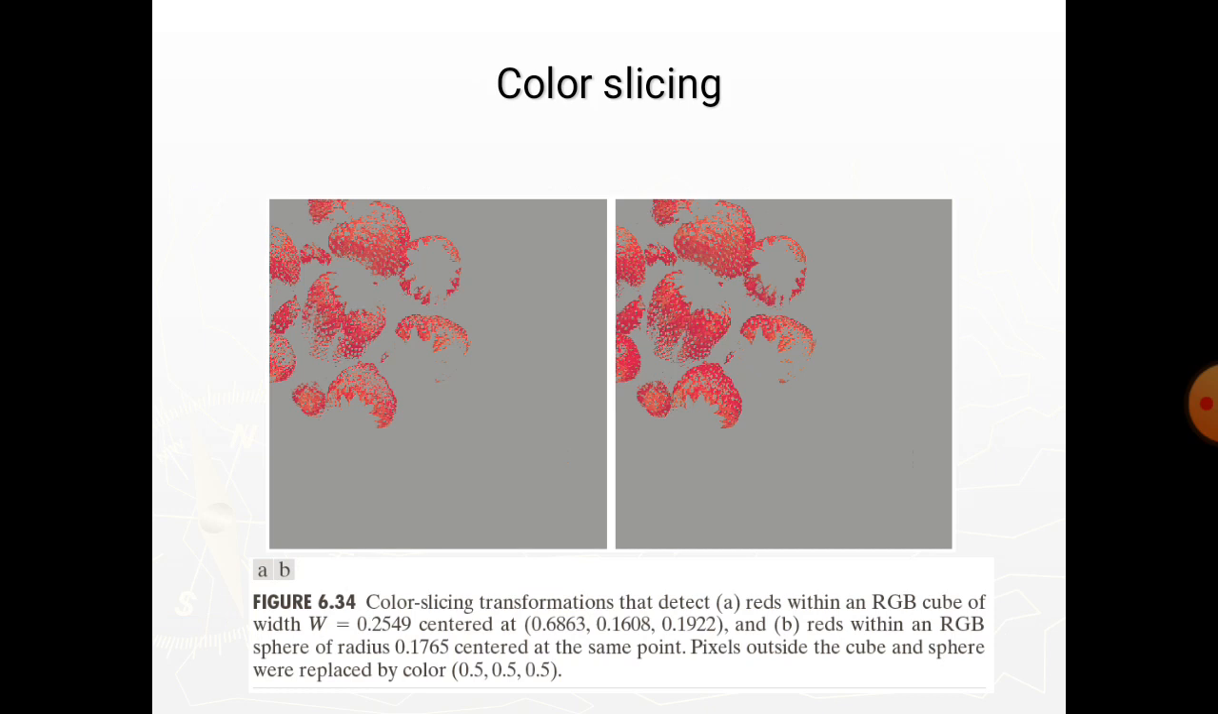This figure shows the result of applying both transformations. In each case, a prototype red with RGB color coordinates was selected from the most prominent strawberry. W and R0 were chosen so that the highlighted region would not expand to the undesirable portions of the image. The actual values, W equal to 0.2549 and R0 equal to 0.1765, were determined interactively.